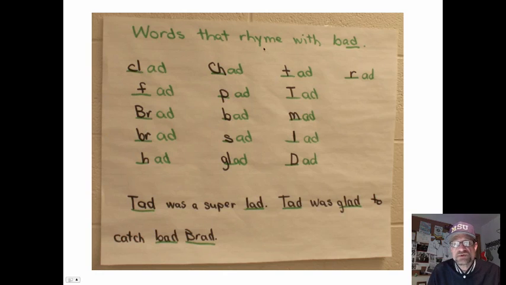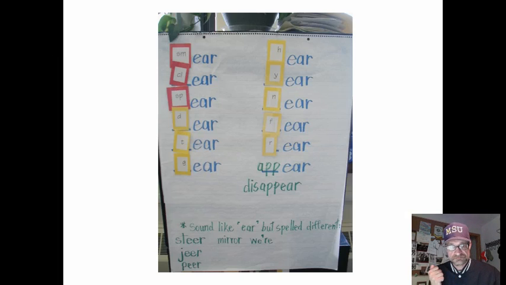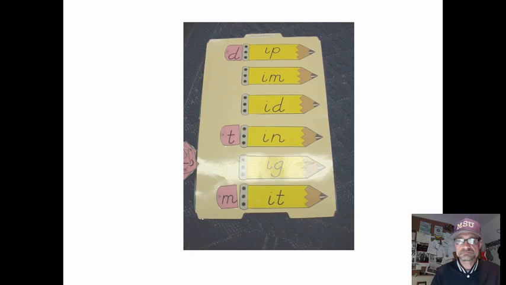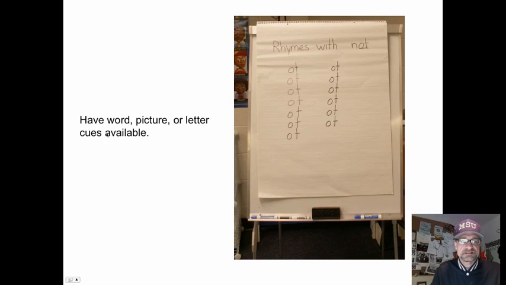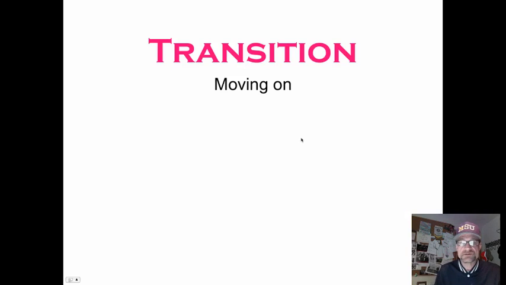Here's some actual example words that rhyme with bad. Poster, bulletin board, and then students are using them in a sentence. These are all ways, again, to develop the ability to use analogy, to recognize common parts of words. Do a Google search, you see a lot of teachers doing interesting things. You can move the end of the eraser around. You can have the word or picture or letter cues available. Rhymes with ought. You could have picture and letter cues available, and they could actually help sound those out.